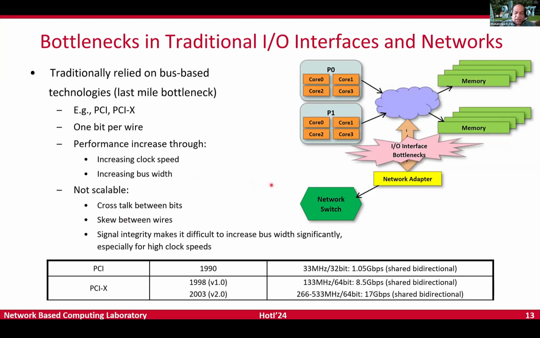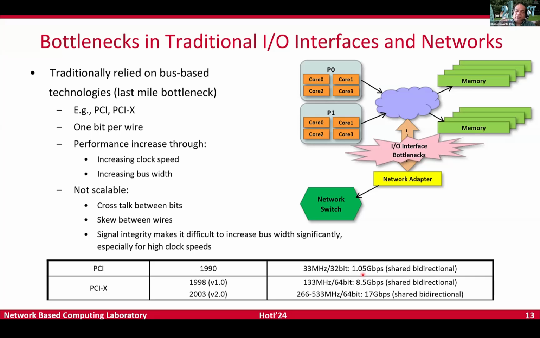Now let's take a look at the IO interface bottleneck. If you take a look at the server, this is the IO interface, which determines the rate at which data can come inside the server and go outside. Sometimes it is also known as the last mile bottleneck. If you take a look at the history, PCI started in 1990, and that used to be the IO interface. It used to be a bus, 33 megahertz, 32 bits. So it was 32 bits, and each bit was 33 megahertz. If you do the math, it was trying to deliver 1 gigabit per second bidirectional.